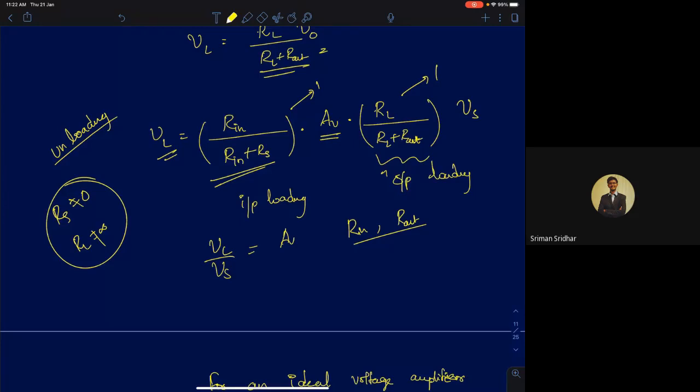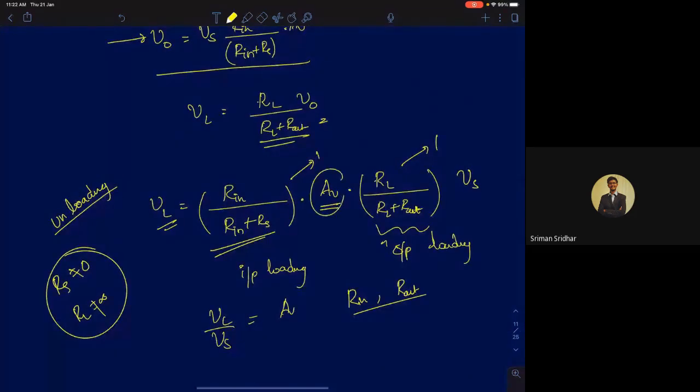Okay, so can you explain AV again? AV is called the unloaded voltage gain. Unloaded voltage gain means feed Rs equal to 0 and RL equal to infinity to this amplifier. So this is the AV, called unloaded voltage gain. That's the maximum gain you can get out of this amplifier. You can never get a gain greater than AV from this amplifier. It's called the intrinsic gain or the unloaded voltage gain of the amplifier.